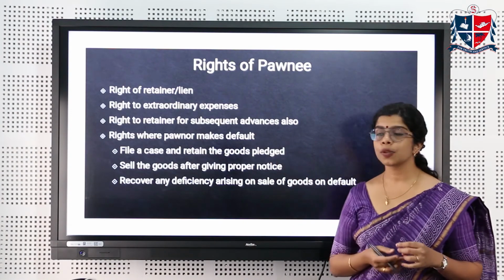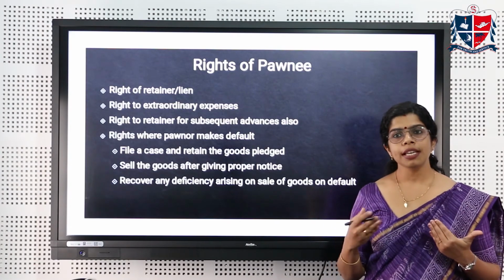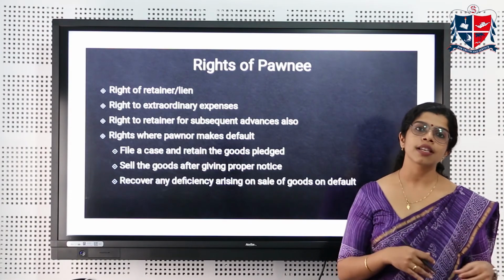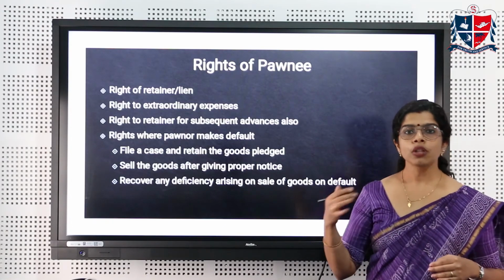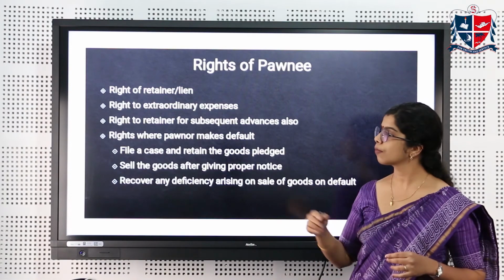The second right would be the right to extraordinary expenses. If the pawnee or pledgee incurs any additional expenses while the goods are in his possession, all those expenses can be claimed back from the pawnor.